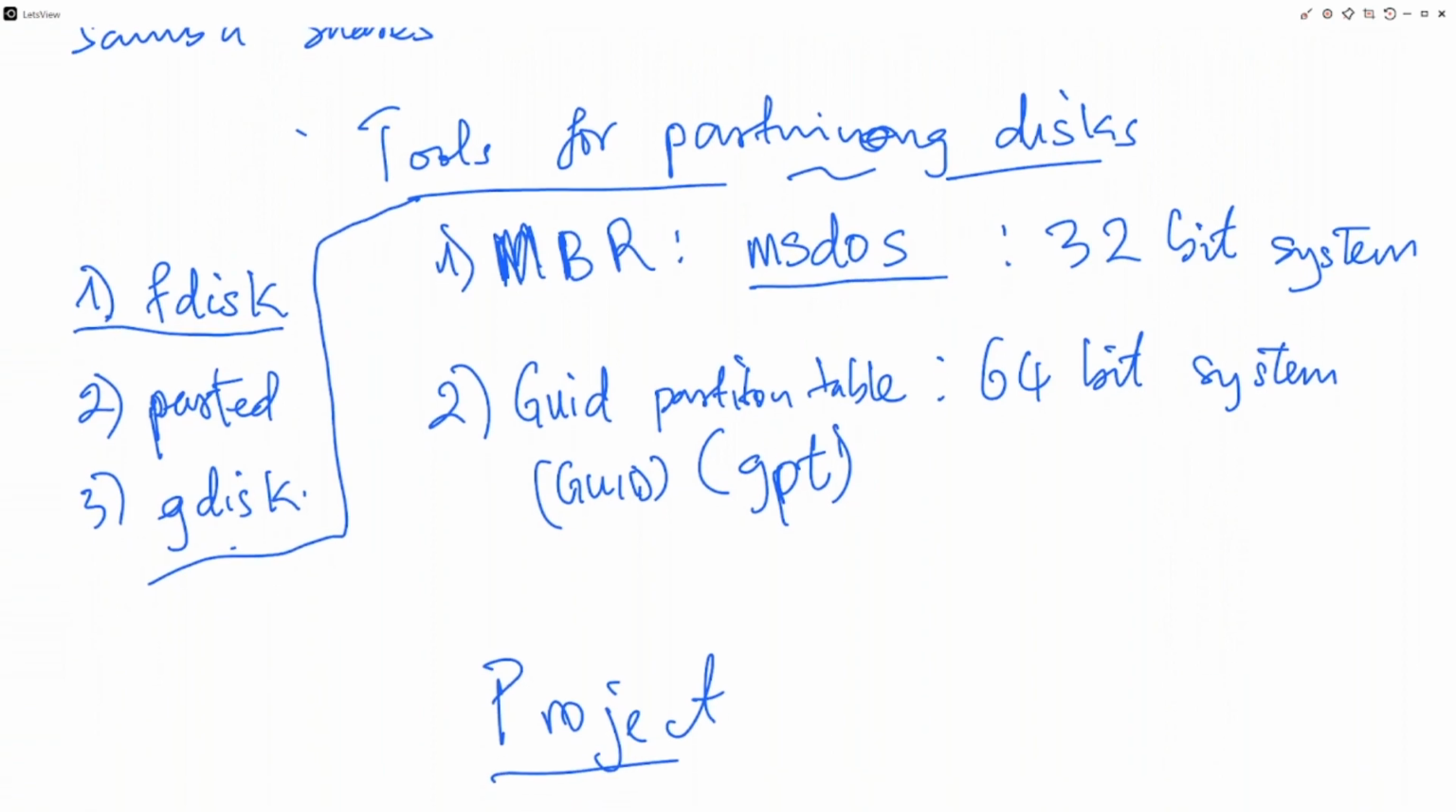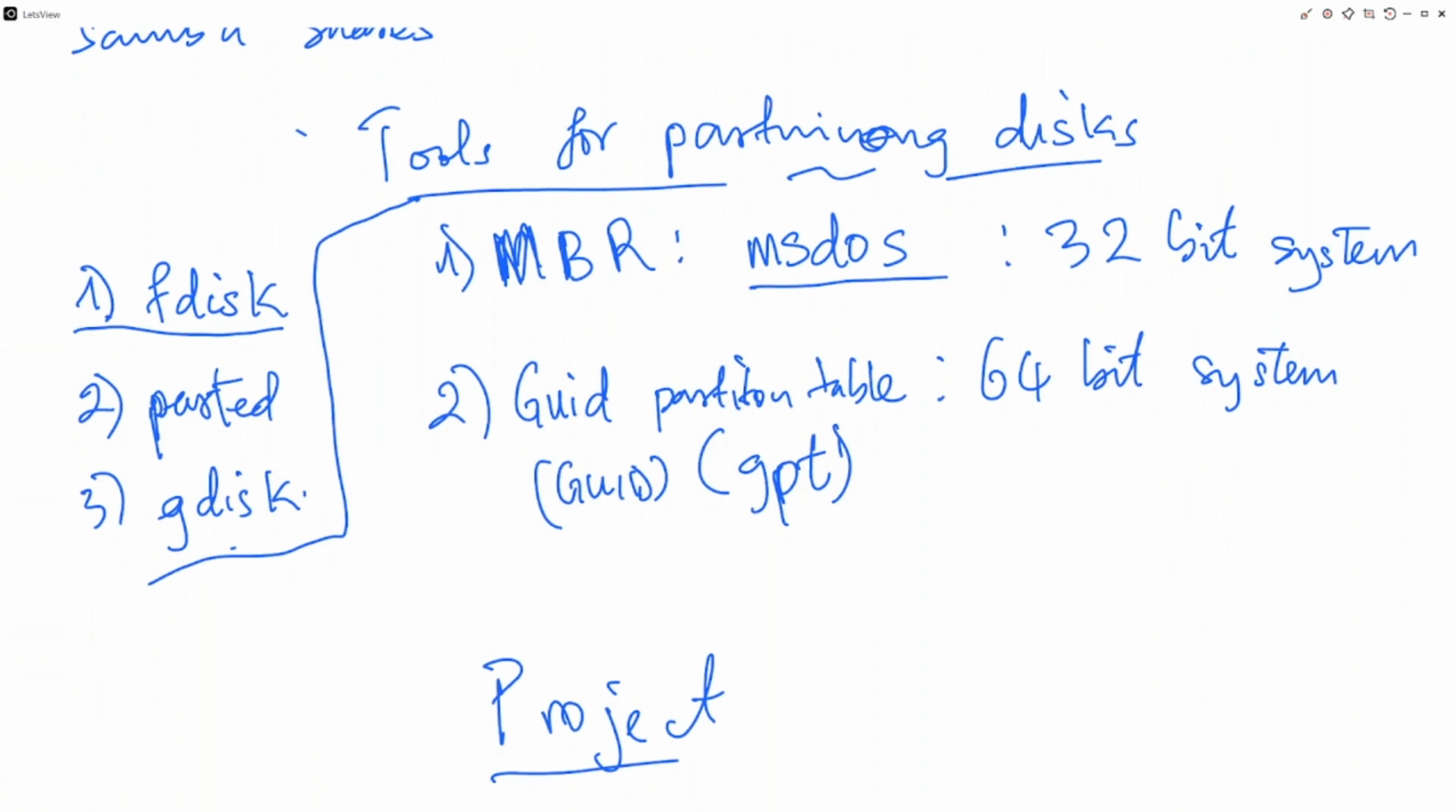So there are three tools that you can use to create partitions on the drive. We have fdisk, we have parted, and we have gdisk. When you use any one of these tools, you basically have to create a label on the drive. There are two possible labels that you can give a drive. One is the MBR and one is the GPT.